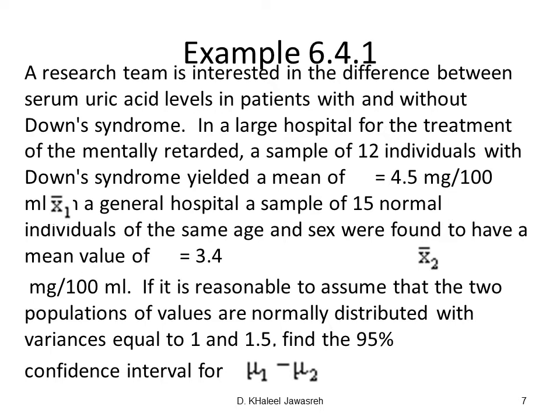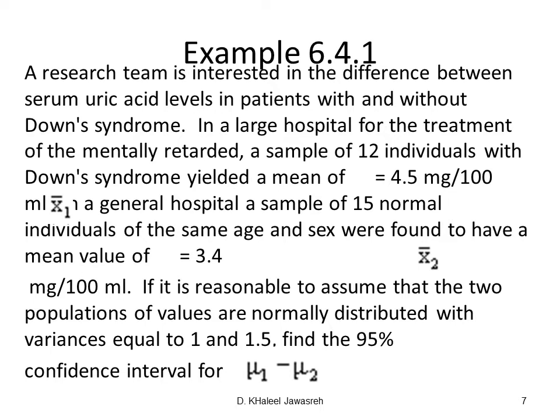If it is reasonable to assume that the two populations of values are normally distributed, and this is the first assumption, as we previously mentioned, with variances equal to 1 and 1.5, so we have known variances. In this case, we do need to use what? The Z table, the Z distribution. We need to find the 95% confidence interval for mu1 minus mu2.